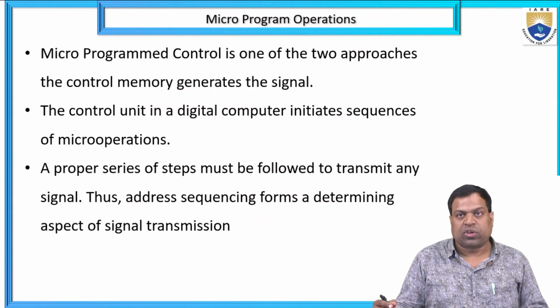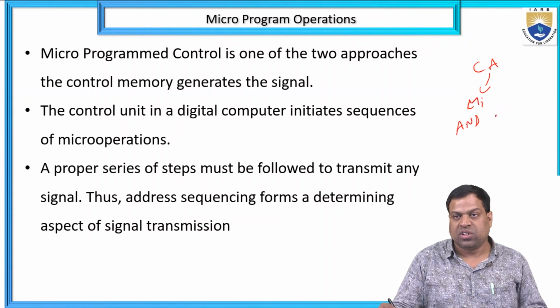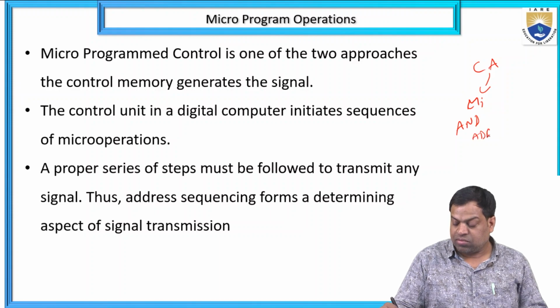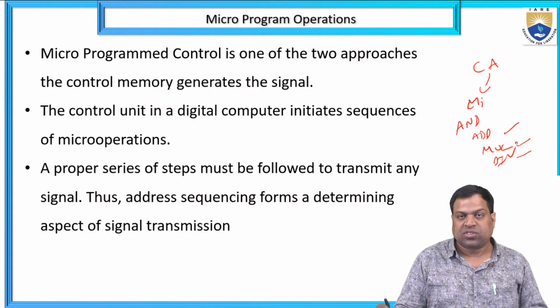So, when we are going for the operations of computer architecture, we have to go for the microoperations. Microoperations means, suppose I have to go for the addition of two numbers: add, mul, div. So, addition, multiplication, division, like these operations. For these operations, we are going for the microprogramming operations.